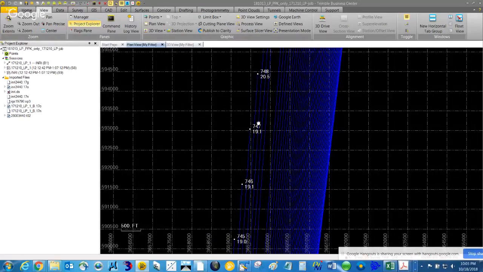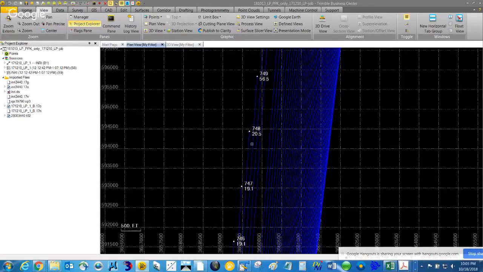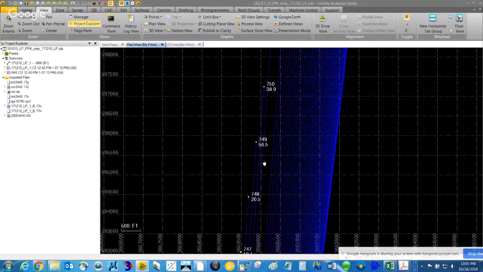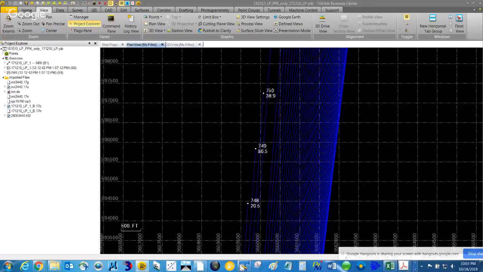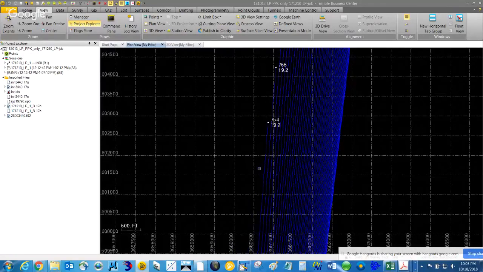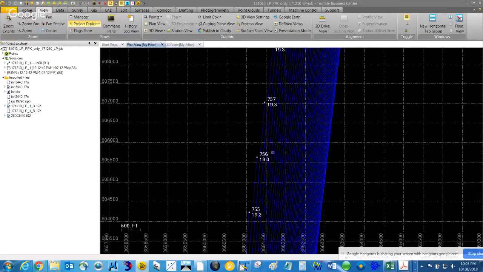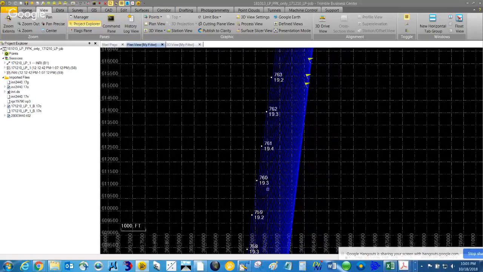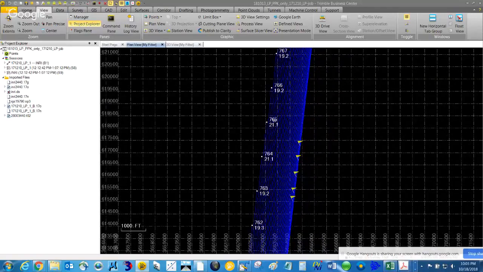19.1. That's a tenth of a foot. Now here, I think I either have bad shots, or I think I'm going over one of the humps. Over a hump, yeah. There's 56.5, back to 38.9, and then back to 19. Are there consistently 19? That's amazing. Yeah. Now these two, I don't know what happened there. 21. I'm not sure what happened.